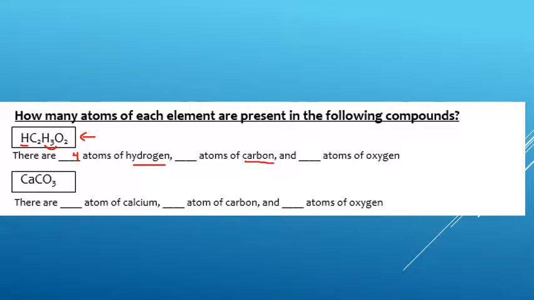Next, we're looking for carbon. Carbon is C, so we have 2 atoms there. And finally, we have to find oxygen, and there are 2 oxygen atoms in this compound.